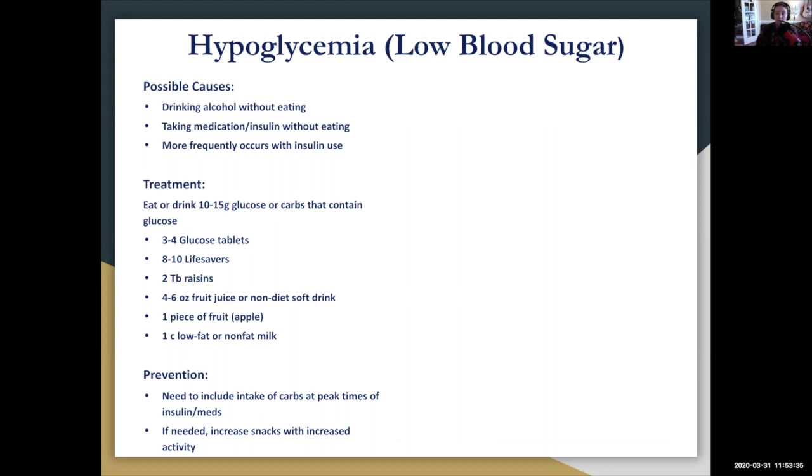All right, how do we prevent future low blood sugars? This is also equally fundamental. We need to make sure that we're having an appropriate match of carbohydrate intake and insulin dosing. And if you're a runner, if you're doing a lot of activity, you may need to snack. You may need to slow down your insulin pump, all kinds of things, because we don't want you passing out in the middle of your exercise.